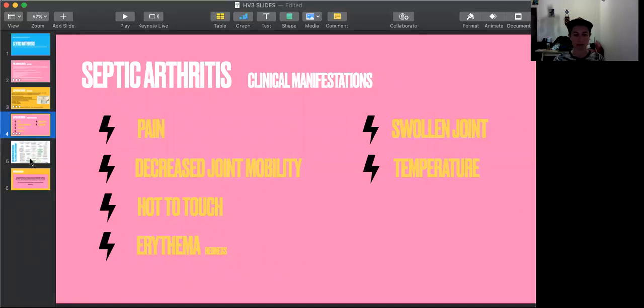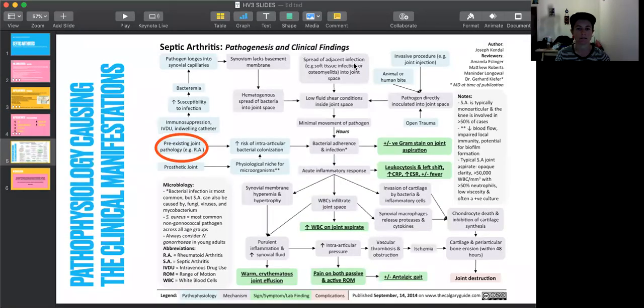One resource that I found particularly helpful in summarising the pathogenesis of septic arthritis is this flowchart by the Calvary Guide to Understanding Disease. For the purpose of this assessment, I'll talk about the pathophysiology relevant to Mr. D'Souza. So, as discussed in the case study, Mr. D'Souza has a history of rheumatoid arthritis, which is a pre-existing joint pathology, which leads to an increased risk of intra-articular bacterial colonization within the joint.